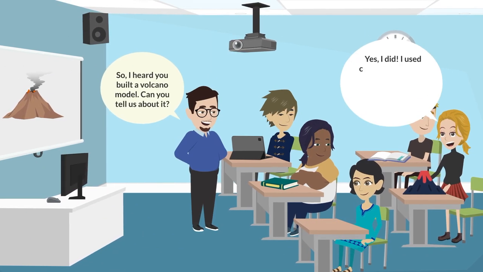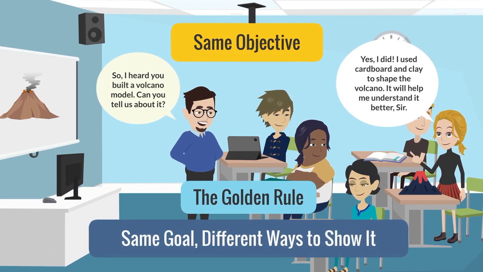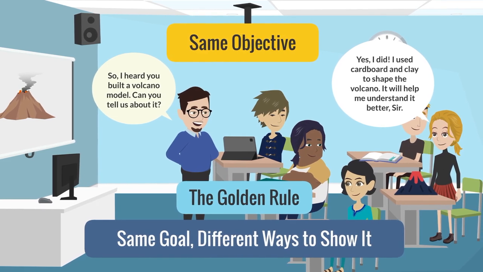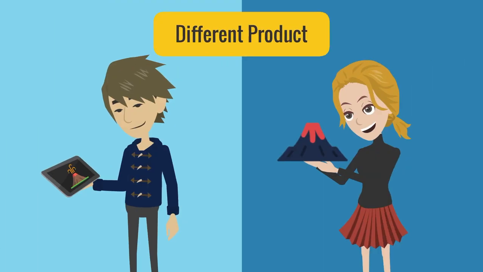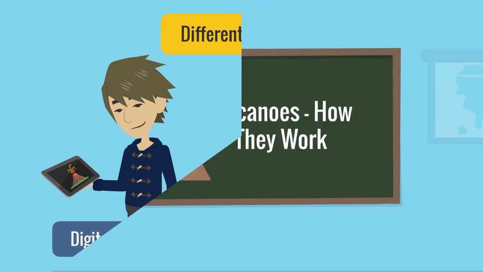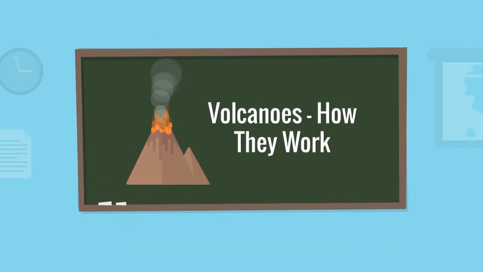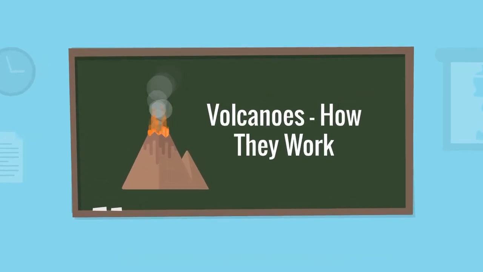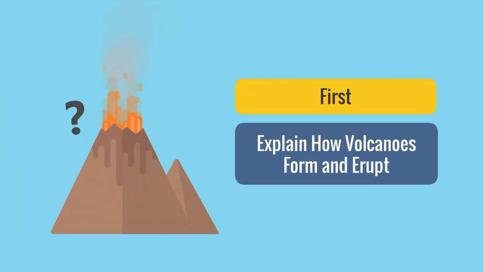Here's the golden rule. Same objective. Everyone is aiming to show they've learned the same thing. Different product. Students have a choice in how they show it. Let's take an example. Let's look at the topic volcanoes and the objective: explain how volcanoes form and erupt.